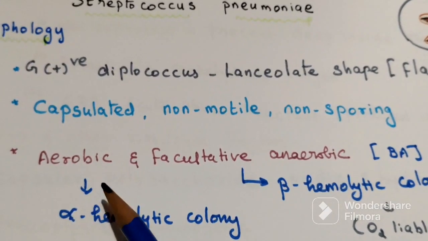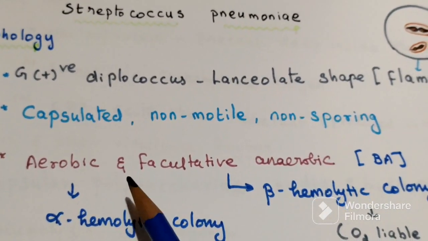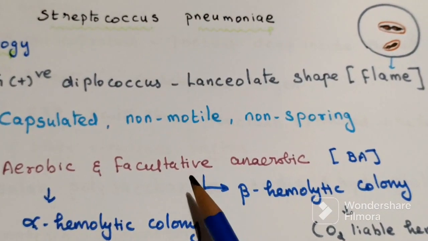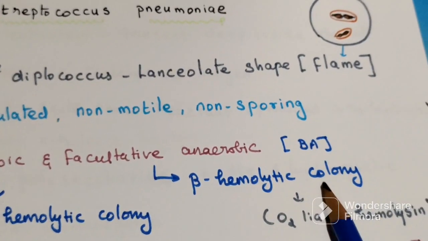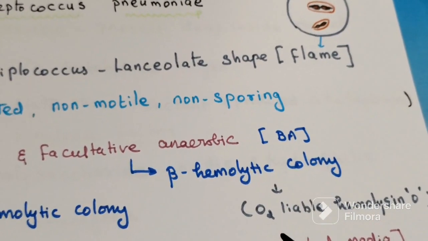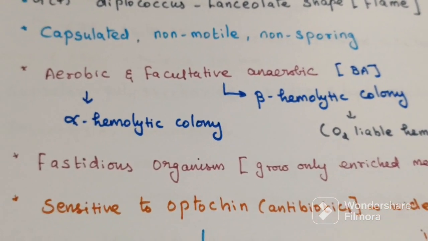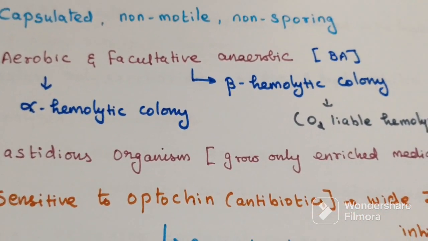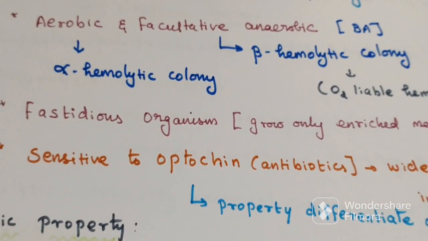This one is an aerobic and facultative anaerobic organism. In aerobic condition, they produce alpha hemolytic colonies, and in anaerobic condition, they produce beta hemolytic colonies on blood agar medium due to oxygen labile hemolysin O. They are fastidious organisms, that means they grow only in enriched media. Very important point.